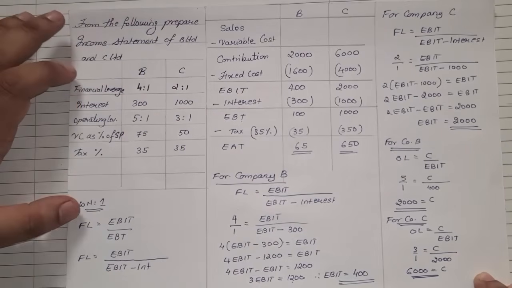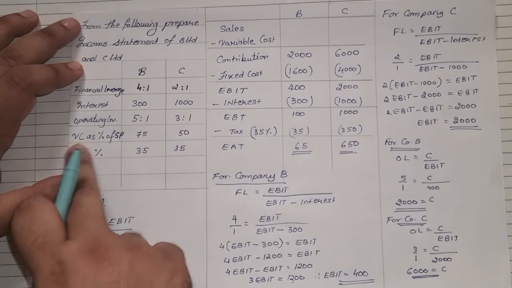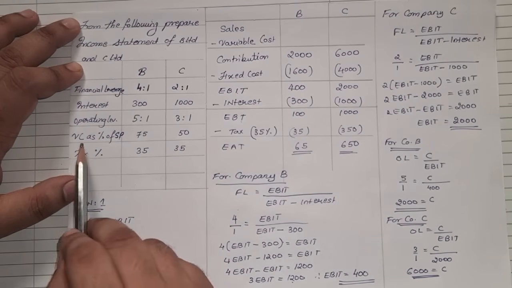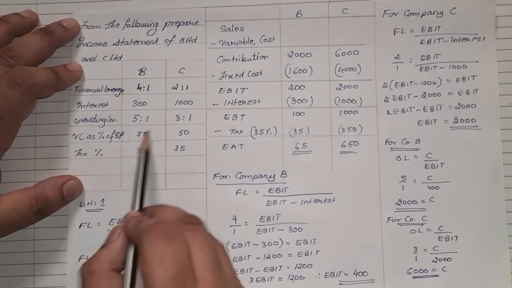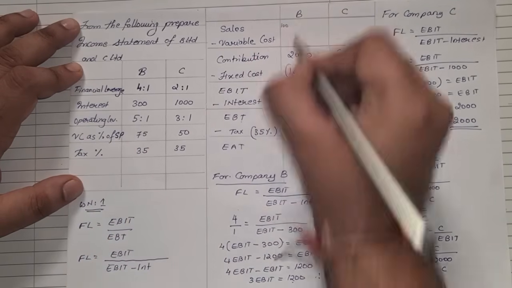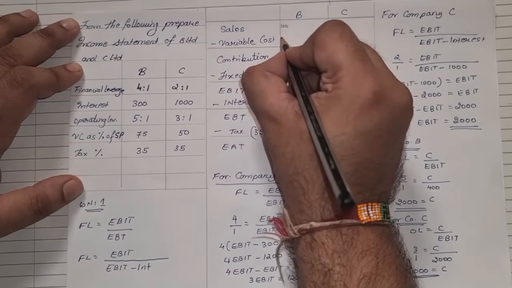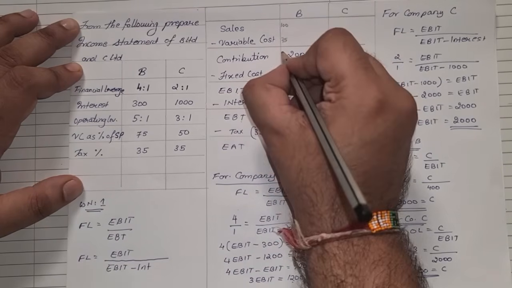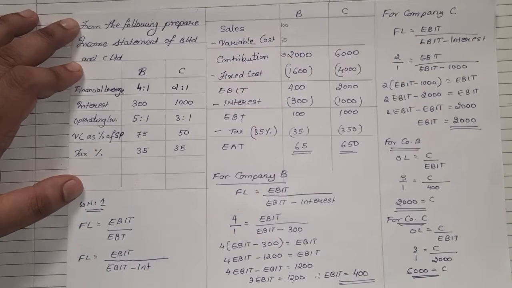Now they are giving you a percentage: variable cost as a percentage of selling price. Very, very important. It is said that variable cost as a percentage of selling price for company B is 75. Meaning, if your sales is 100%, your variable cost will be 75. And if variable is 75, your contribution by default will have to be 25%.